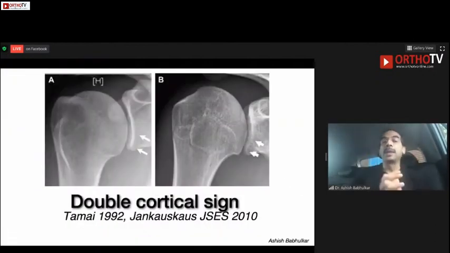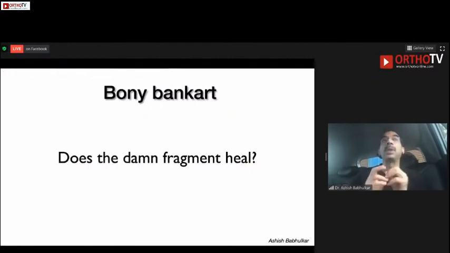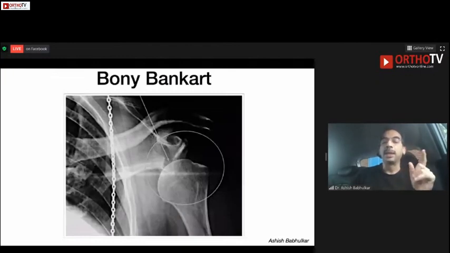For the glenoid bone loss, there's a very simple sign which has twice been reported as if it was reinventing the wheel. There is the double cortical sign, where you can see here on the X-ray in the B column on the right that it has lost its cortical shadow. Usually it's about a 20% glenoid bone loss that will lead to a positive double cortical sign. For the Bony Bankart, there is no guarantee that it will heal because it's, I think, a much more challenging surgery than a conventional Bankart.